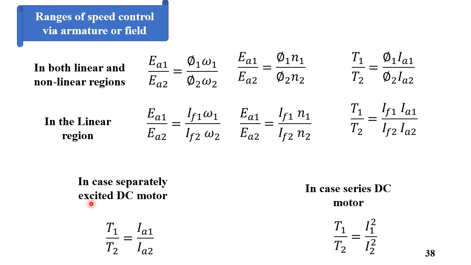For the separately excited DC motor, phi is constant, so torque 1 over torque 2 equals IA1 divided by IA2. For the DC series motor, the torque ratio equals IA divided by IA, all squared, or IA squared divided by IA squared.